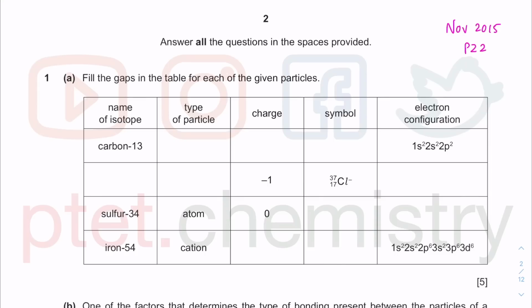So this is a paper 2 variant 2 for the Cambridge International A-level exam, which is suitable for any 16 to 18 years old students all around the world. In this first question, we've got to fill in the gaps.